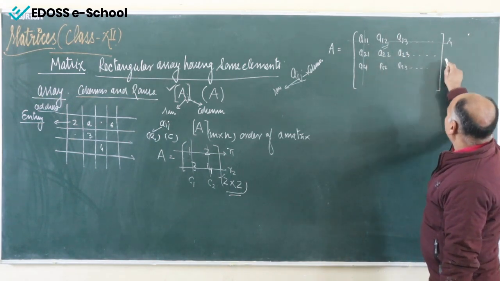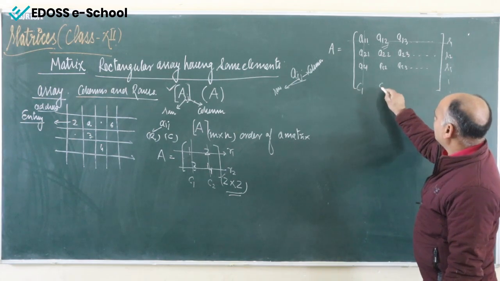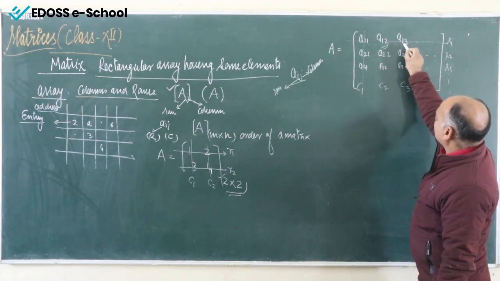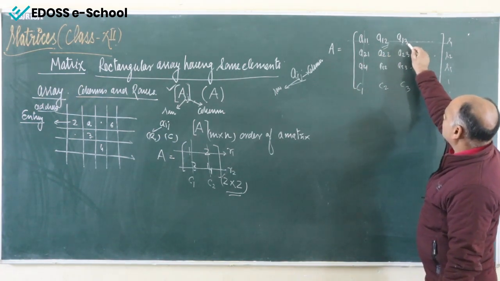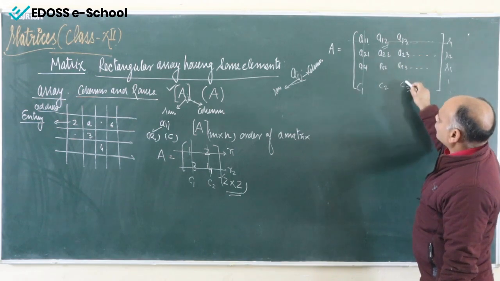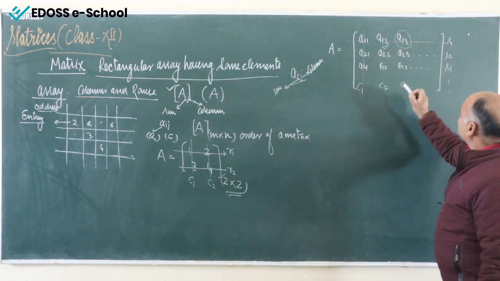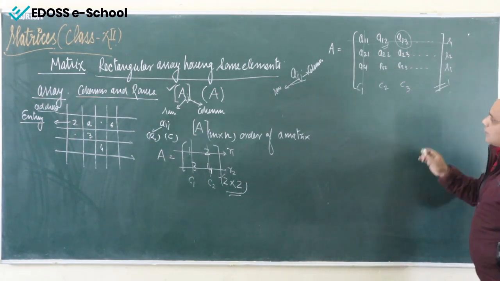This is row 1, this is row 2, this is row 3 and so on. This is column 1, this is column 2, this is column 3. This is 1, 3. 1, 3 means first row and third column. 1, 3 will be the address of the matrix A. This is the general form to define matrices.